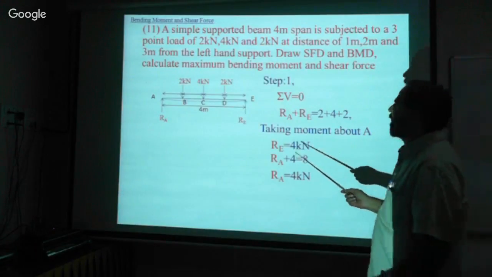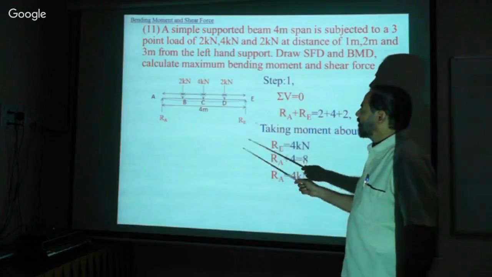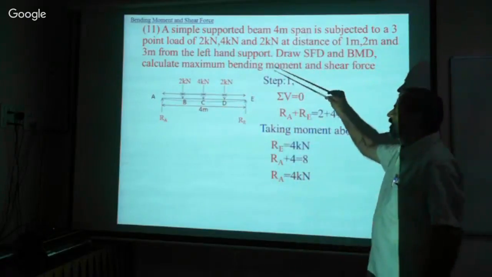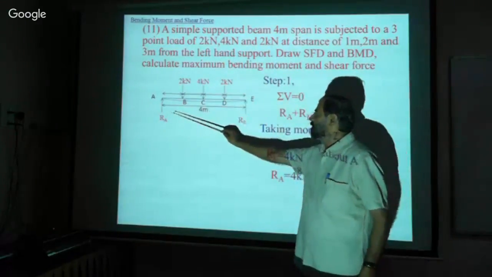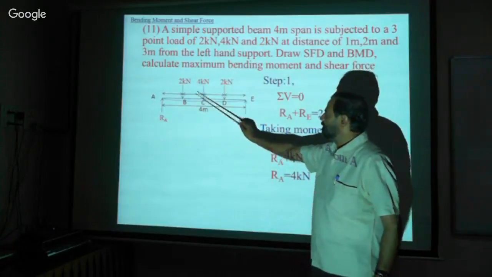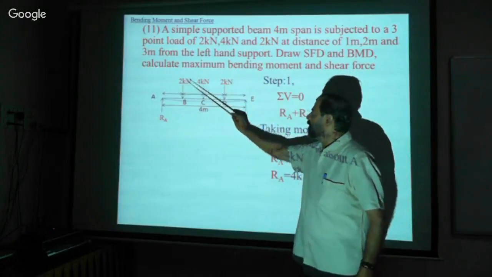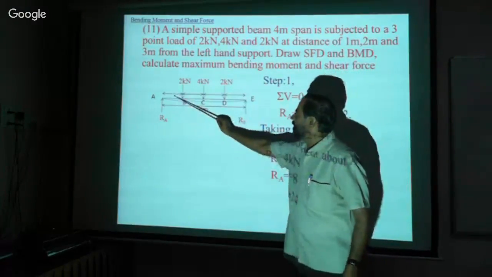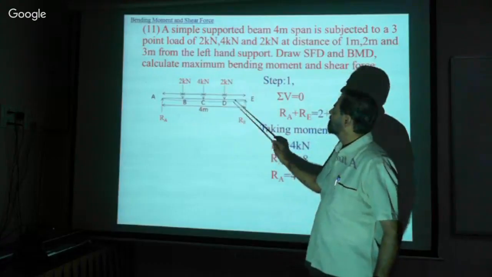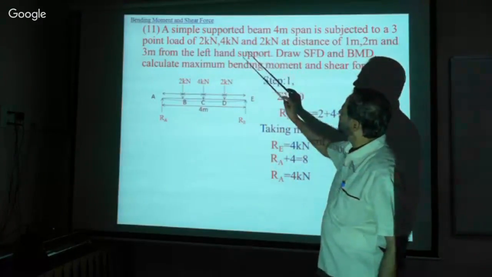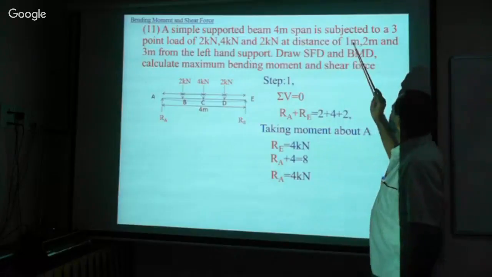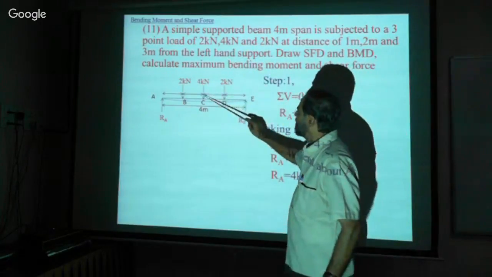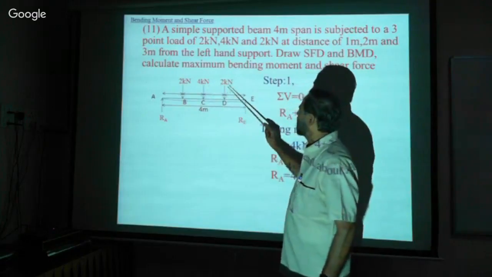See another problem. Now already we have discussed in the similar way. There are two reactions. Read the problem carefully, then plot this diagram. This is how you have to proceed. Now there are 3 point loads. The beam is 4 meter long, with 1 meter, 1 meter, 1 meter, 1 meter spacing. As given in the problem, the loads are at 1 meter, 2 meter, and 3 meter from the left hand support.